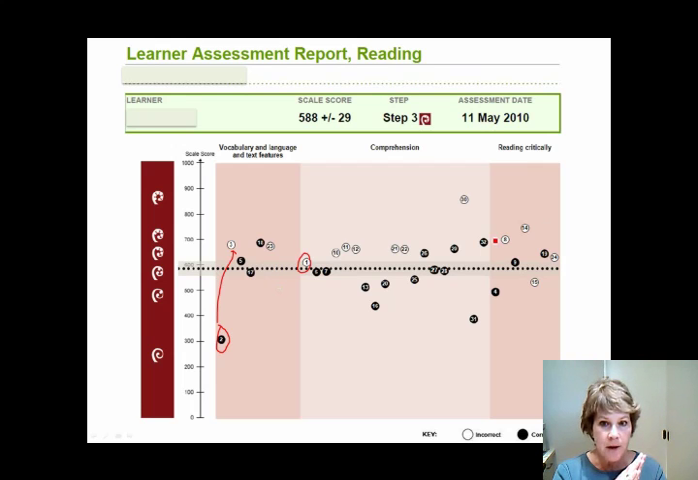This learner pretty consistently answers questions in the lower and mid part of step 3, so it's probably not surprising that their overall score came out at step 3. Reading critically is proportionately a little bit worse than comprehension, and that's probably not surprising, because reading critically, of course, requires that you actually comprehend the material that you're reading, so it is a bit higher level skill.